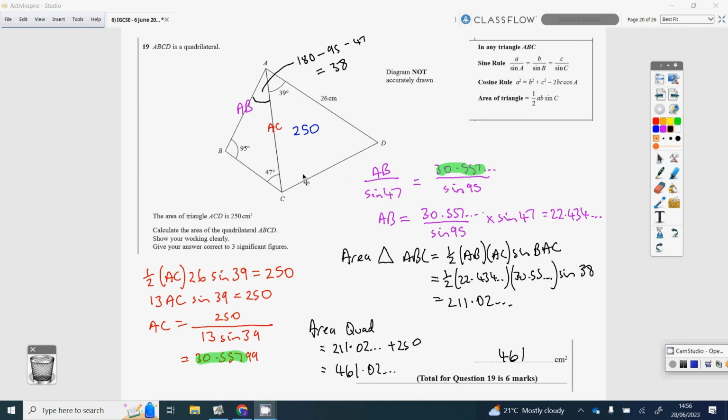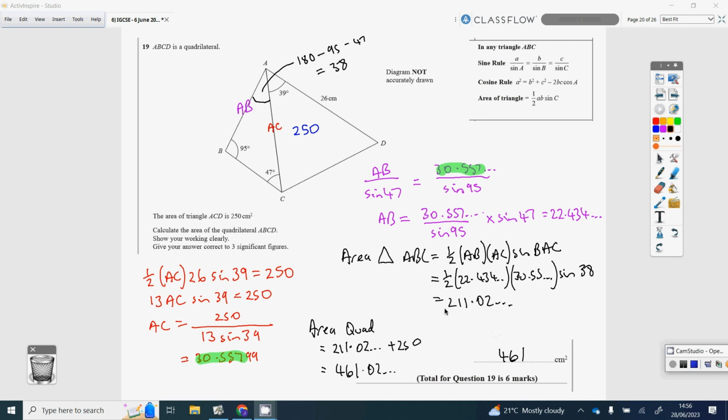So AB over sin 47, that pair there, equals 30.557, my AC, over sin 95, which I've got here in purple. Multiplying both sides by sin 47, I can work out that AB equals 22.434. So I'm now able to work out the area of triangle ABC, again using the area of a triangle rule. Half times AB times AC times sin 38 is going to equal the area of this triangle. So half of the 22.4 times the 30.55 times sin 38.